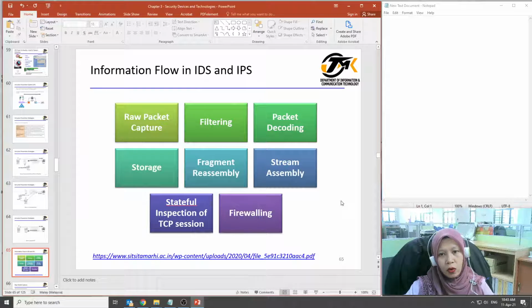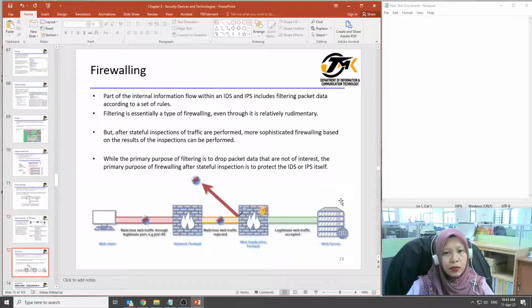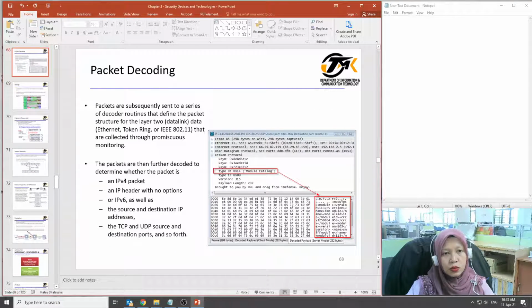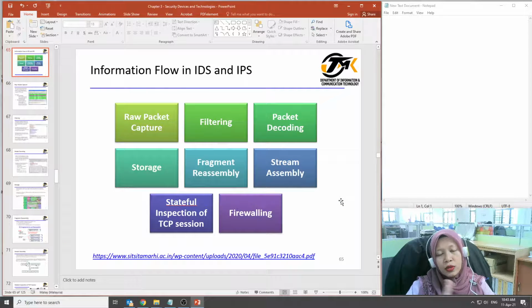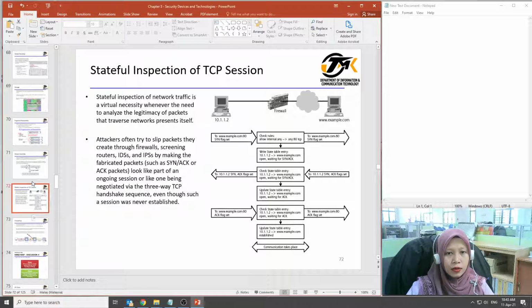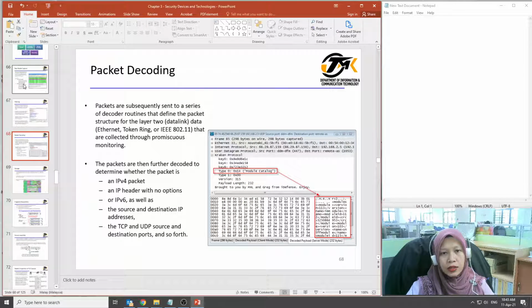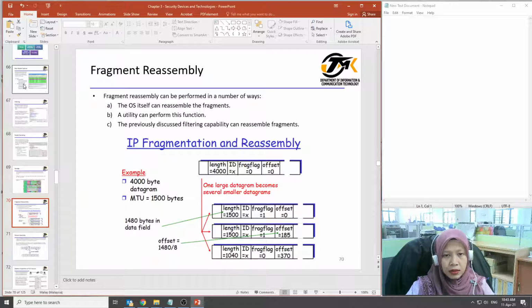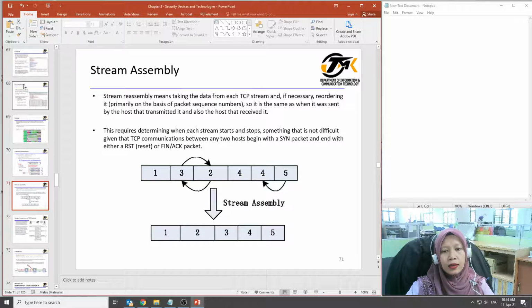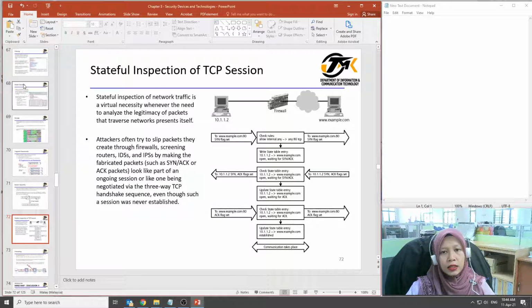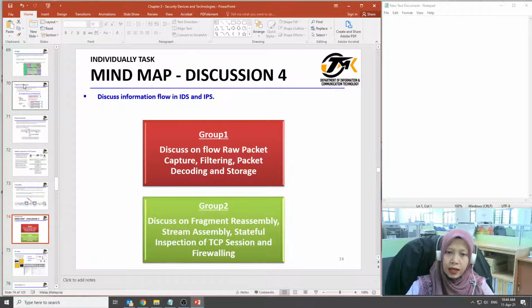So this is the information flow. Actually there are a lot of things here, so I don't expect you to understand all, but what I want you to know at least is the flow. The flow for IDS is from the raw packet, it will be filtered, it will be decoded, then it will go to storage, fragment assembly, stream assembly, and so on.